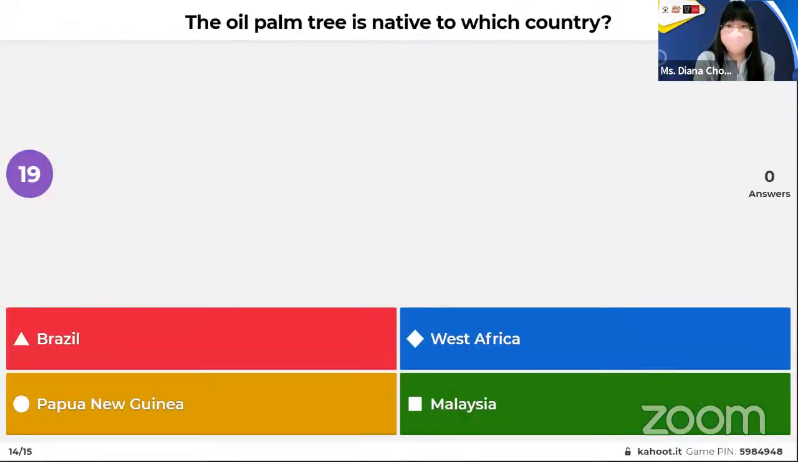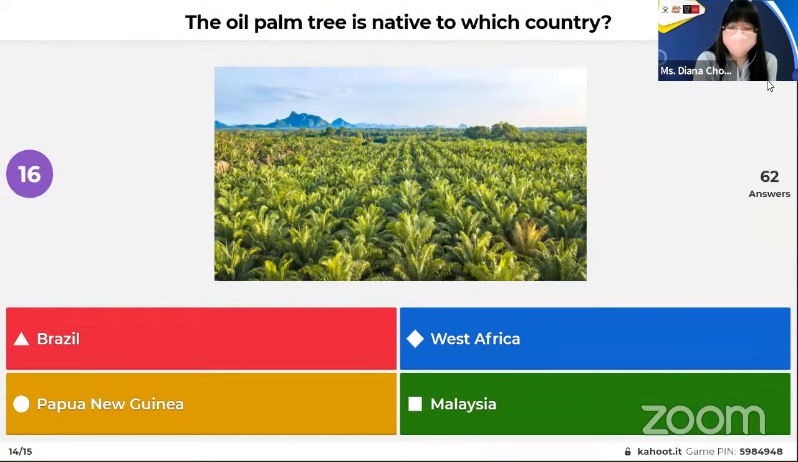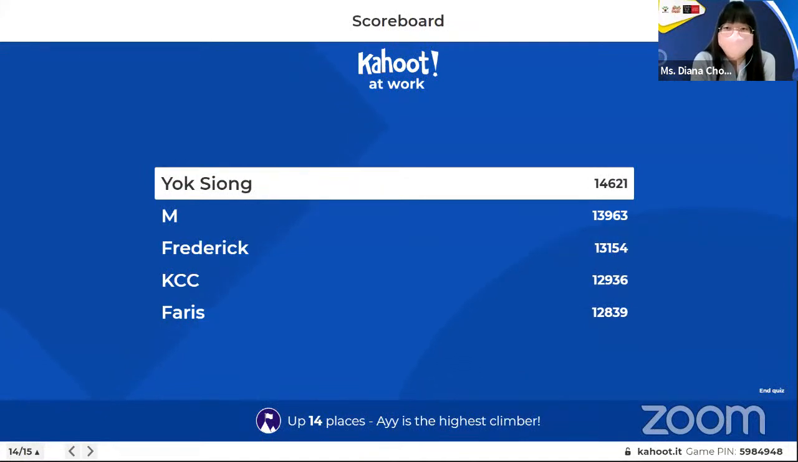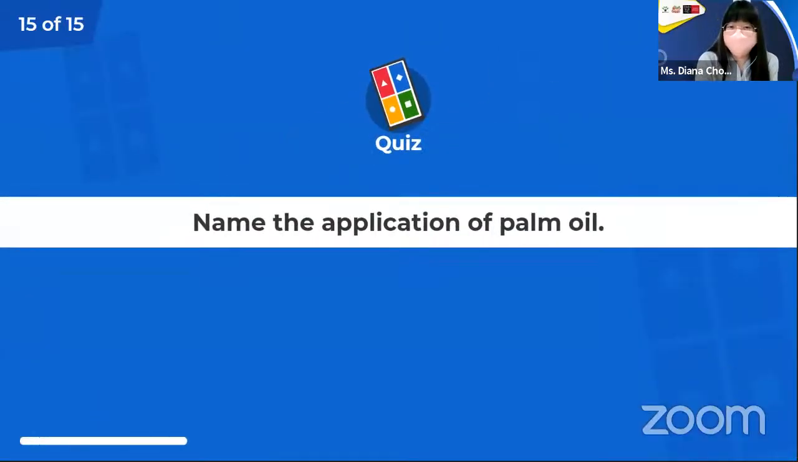So the oil palm tree is native to which country? Brazil, West Africa, Papua New Guinea, or Malaysia? Which country is the oil palm tree native to? You have 5 seconds to answer. Okay, time's up. So the answer is actually West Africa, and 93 of you got it correct. Good job. Does Yeoxiong maintain? Okay, so Yeoxiong maintained in first, followed by N, Frederick, KCC, and Ferris. We are down to the next question, which is our last and final question.